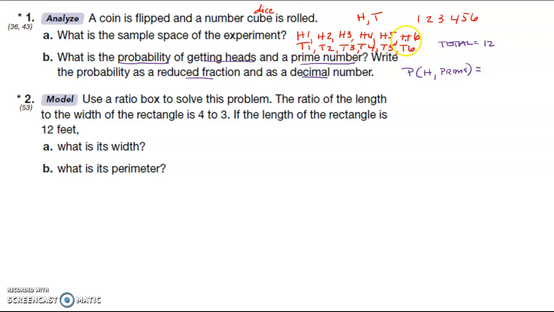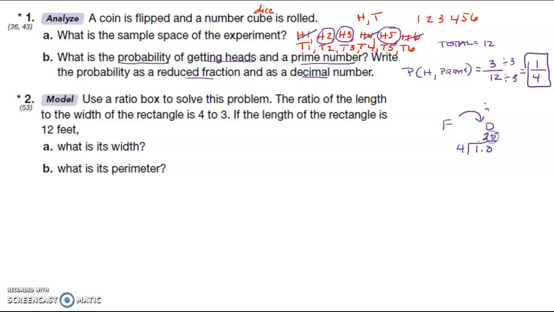Okay, so let's see. 6 is not prime. 5 is prime. 4 is not prime. 3 and 2 are prime. 1 is not prime. So I have 3 out of 12. And I need to reduce this fraction, so I'm going to divide by 3. And I get 1 over 4. Now this says, write this as a decimal number. So to go from a fraction to a decimal, I need to divide. 4 goes into 1. And when you divide that out, you're going to get 0.25. So that's your fraction.